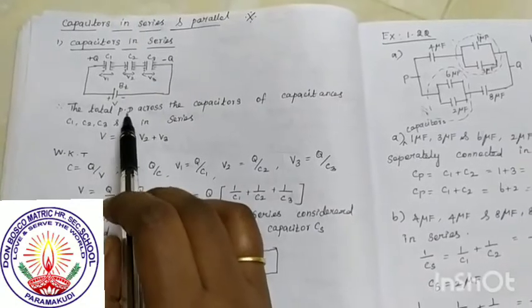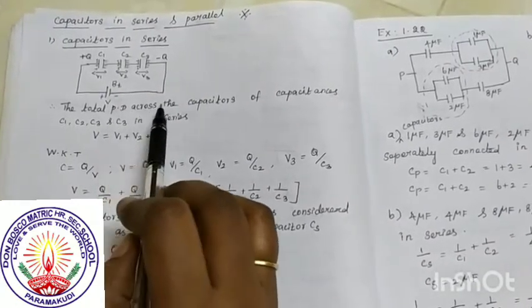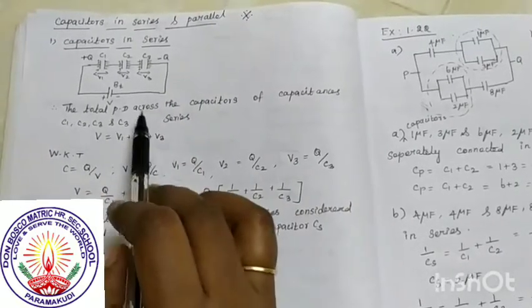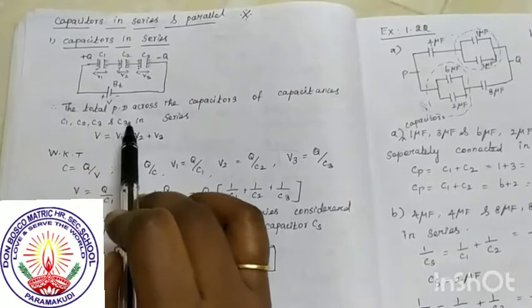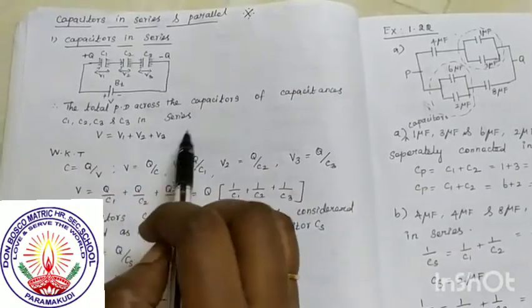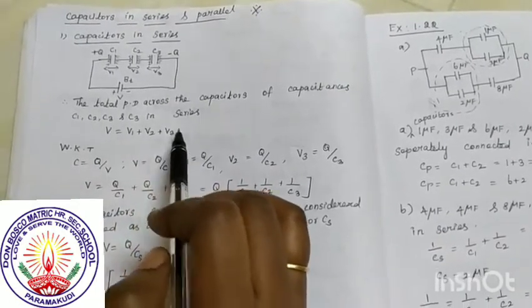So the total PD means potential difference. So the potential difference across the capacitors of the capacitance. How many capacitors? C1, C2, C3 and C4 in series. Next we have to calculate the potential. So V is equal to V1 plus V2 plus V3.